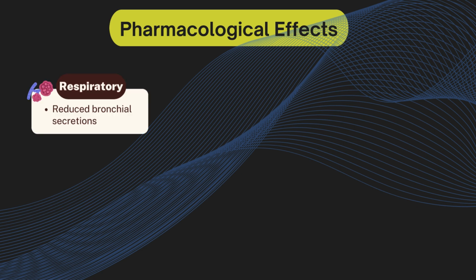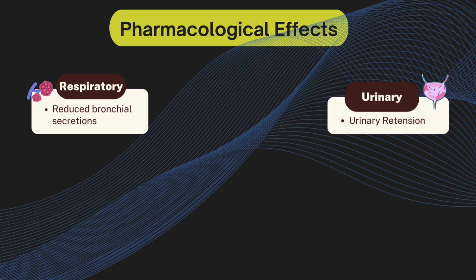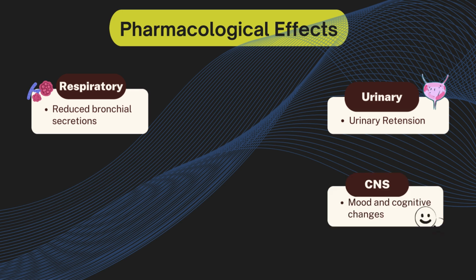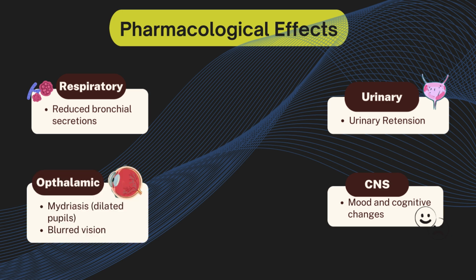Mecamylamine reduces bronchial secretions by blocking parasympathetic ganglia, inhibiting cholinergic stimulation of mucus production. This can lead to drier airways. It may cause urinary retention by reducing parasympathetic control of bladder contraction. This also causes mood and cognitive changes by disrupting central cholinergic signaling. Mecamylamine causes mydriasis and blurred vision by blocking parasympathetic control of the eye muscles.